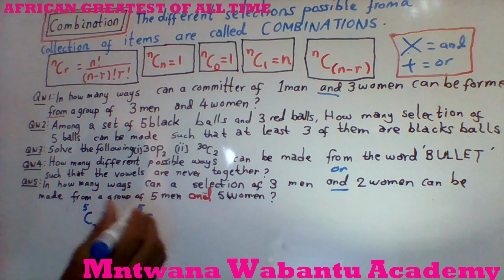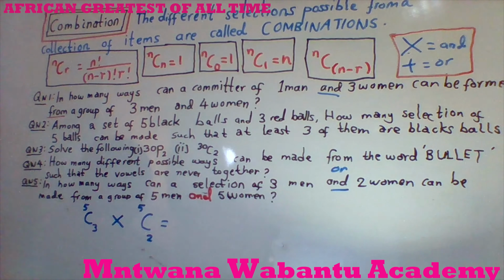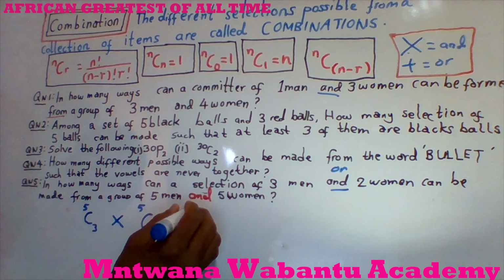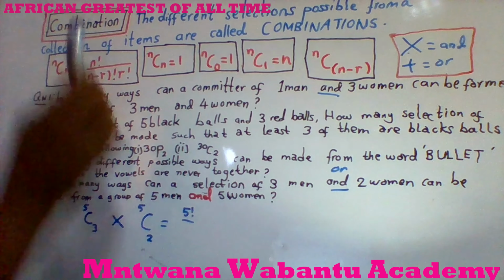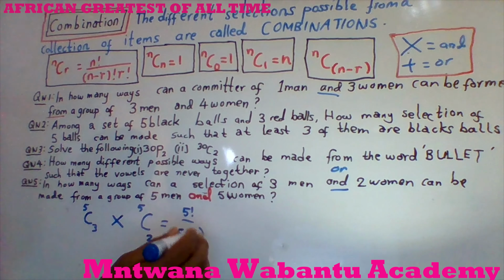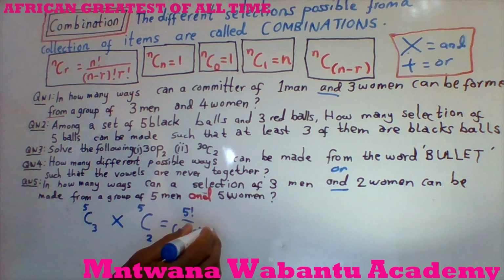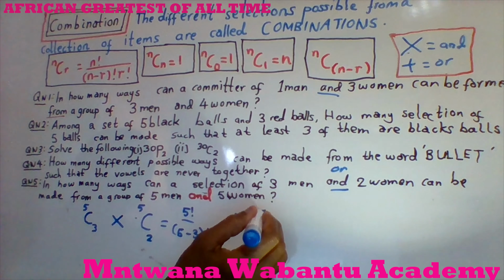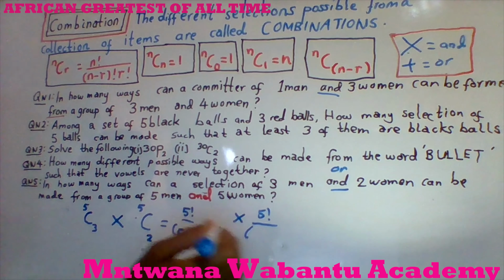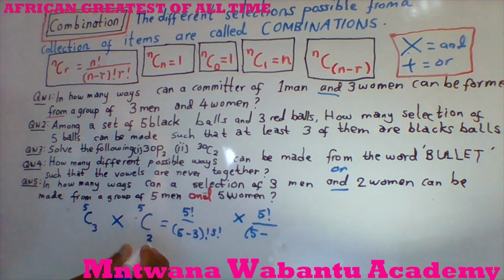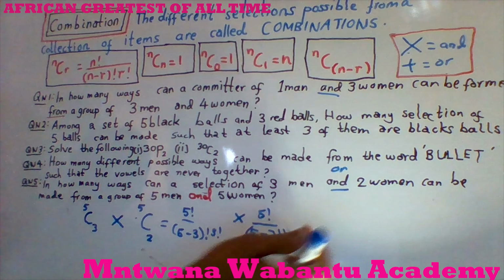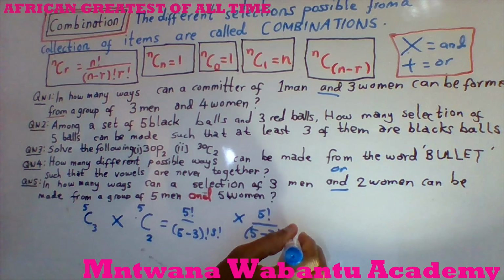Now we plug that in the calculator. If you have a calculator, you can plug it in straight away. If you don't have one, then you have to do it the traditional way. So the traditional way, this is equal to 5 factorial over 5 minus 3 factorial and 3 factorial, for the combination. So we're going to use this formula. Then you multiply by 5 factorial over 5 minus 2 factorial and 2 factorial.